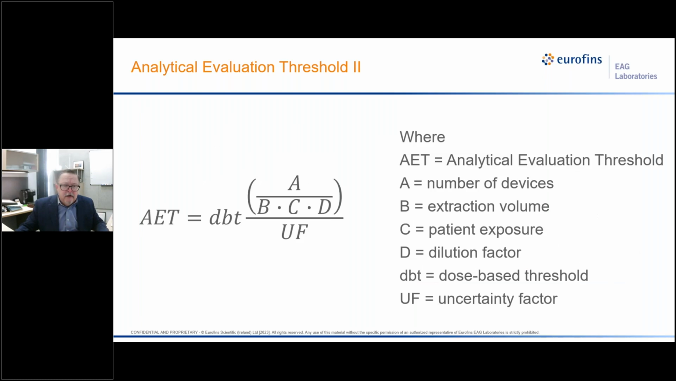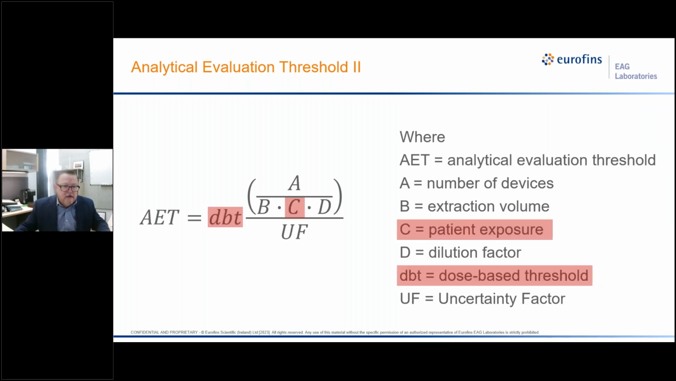It's very important. The calculation is in the standard, and there are a few variables here. The AET is really based off of the dose-based threshold, and then some parameters around the number of devices, concentration, volume of solvent that you're extracting with, and then ultimately it's divided by the uncertainty factor. Some of these variables are ones that we can control to some extent. Others, we may not be able to control, but we need to make sure we establish them correctly.